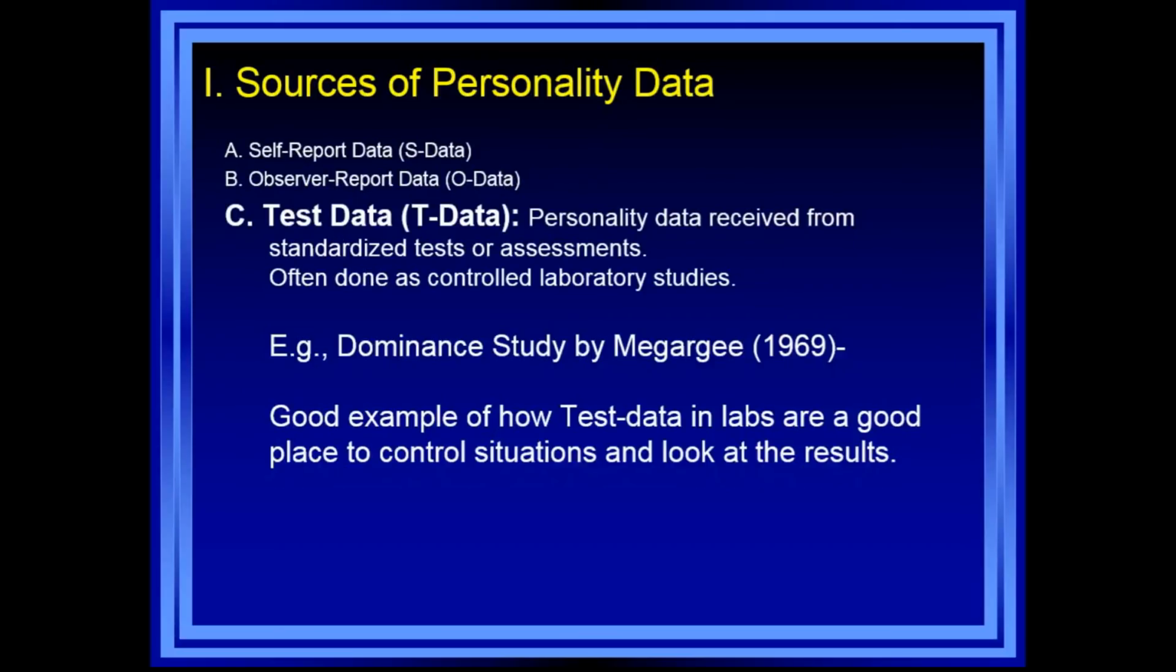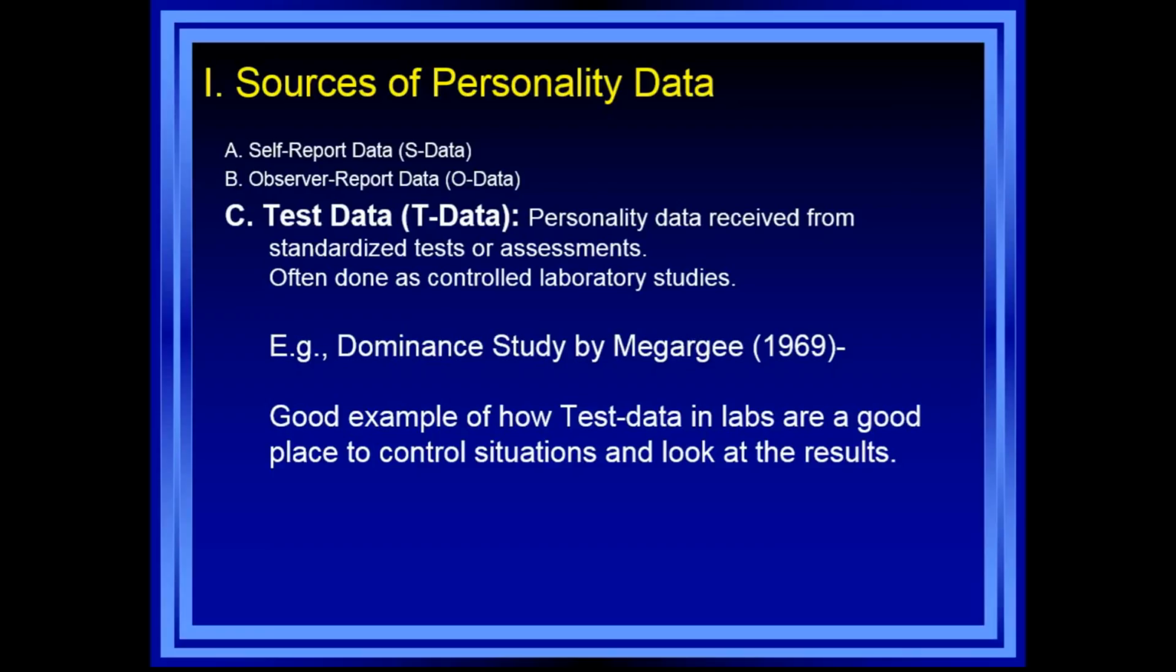Okay, third source of personality data is known as test data, or T data. Your book defines that as personality data received from standardized tests or assessments. So these are often gathered in laboratory studies. You're going to put people in a situation and you're going to hold it constant. Everybody's going to be exposed to the same situation, and we're interested in how everybody responds.